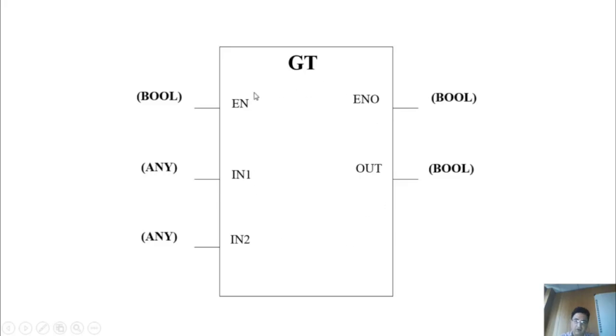So, in these comparison functions, the important thing to keep in mind is that our output is Boolean. Either the condition holds true or it doesn't. If it holds true, our output is 1. If it doesn't, our output is 0.